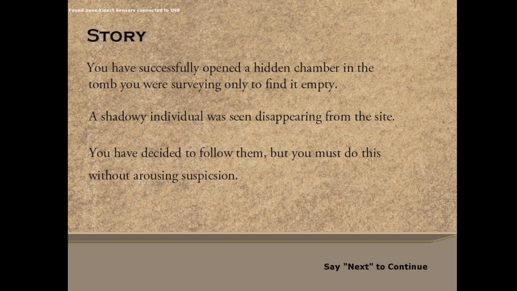Alright, so for the next part of the story, we've successfully opened the hidden chamber in the tomb that we were surveying, only to find it empty. There was a shadowy individual who was seen disappearing from the site. We've decided to follow them, and we have to do it without arousing suspicion.